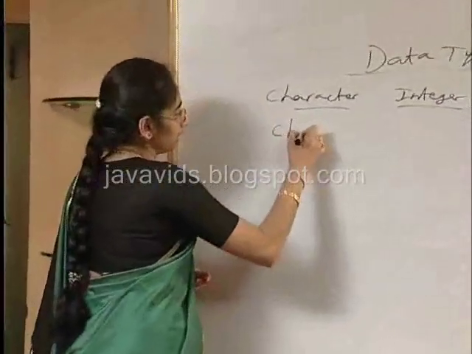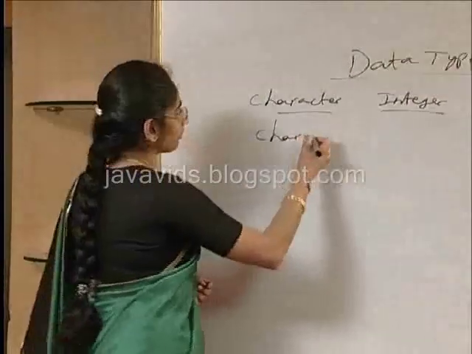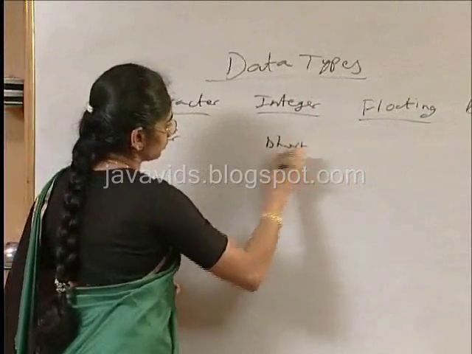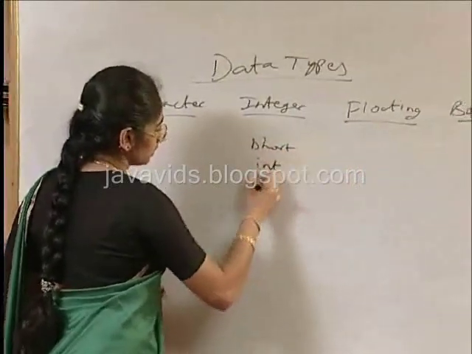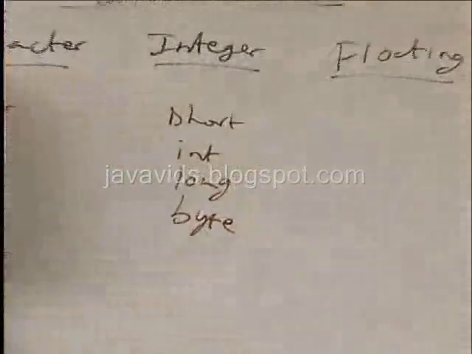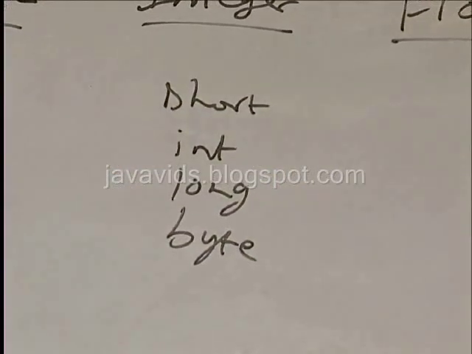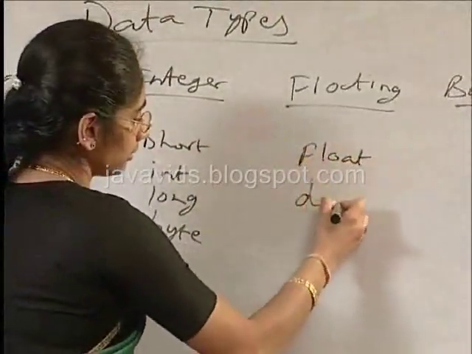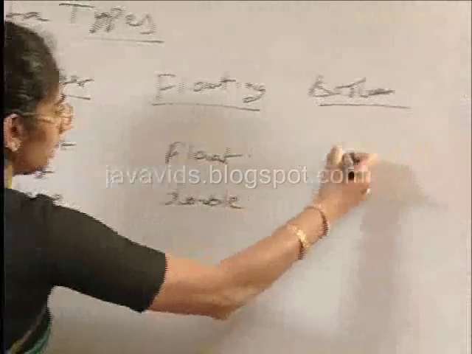For character data types, we have the data type char. For integer types, we have short, int, long. We also have something called byte. For floating types, we have float and double. And Boolean, of course, is Boolean.